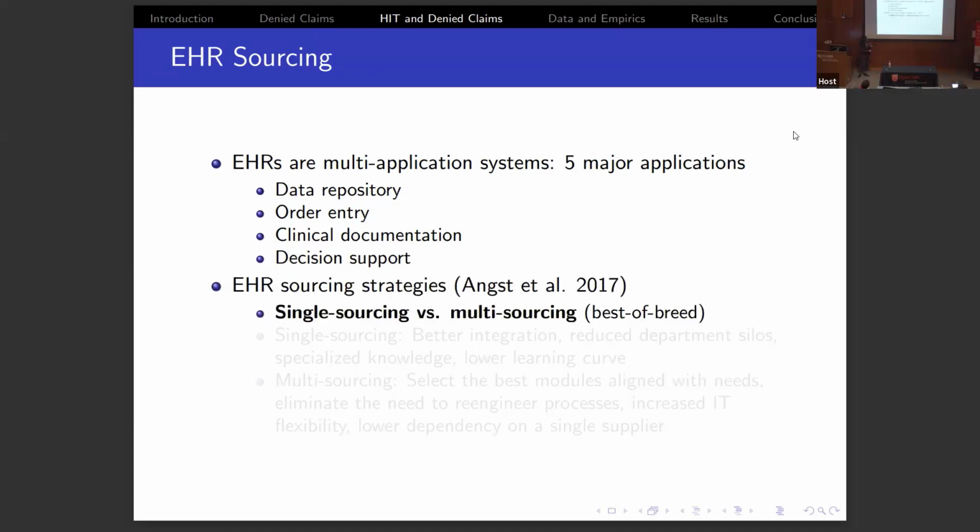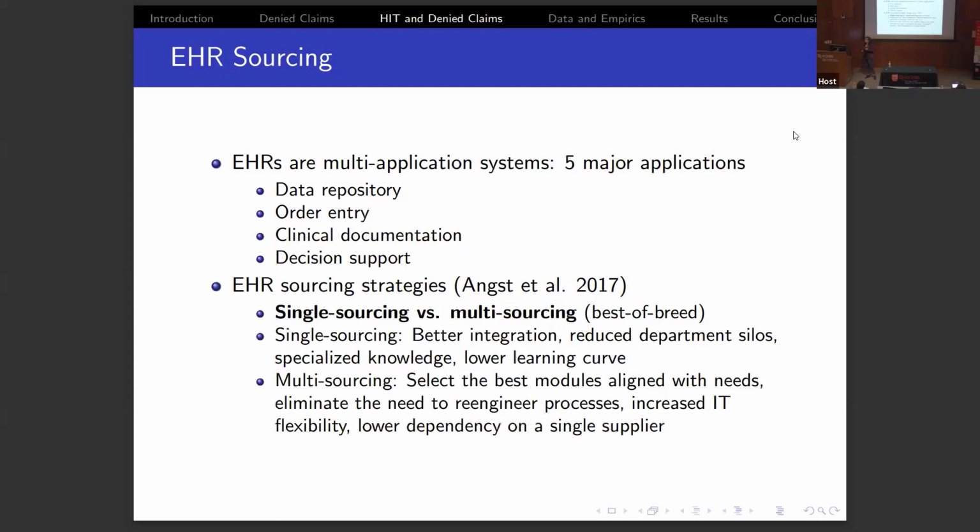And so here we looked into EHR sourcing strategies, and we followed this paper. There's not much literature on this topic, but this is one of the papers that really dives into how EHR sourcing happens, and they basically analyze single sourcing versus multi-sourcing of electronic health record applications. And overall, single sourcing can lead to better integration.